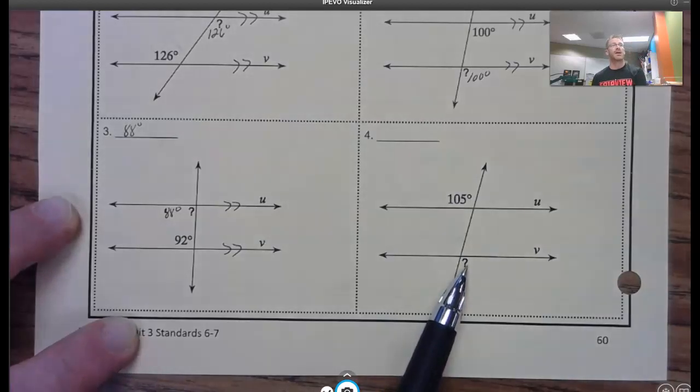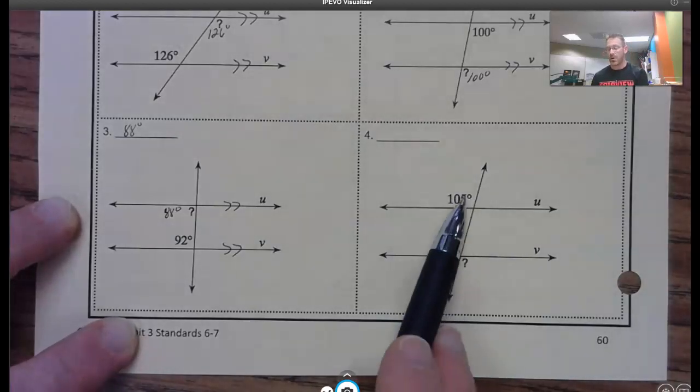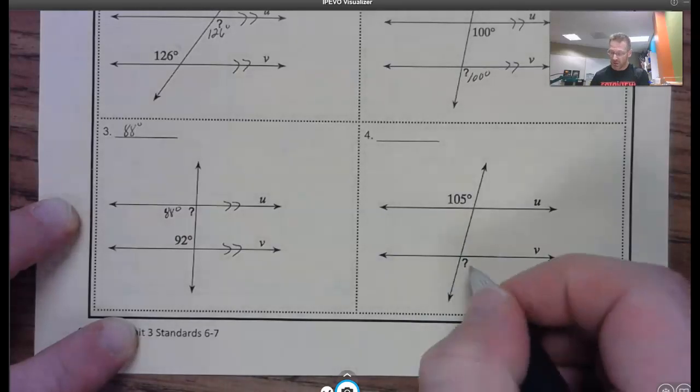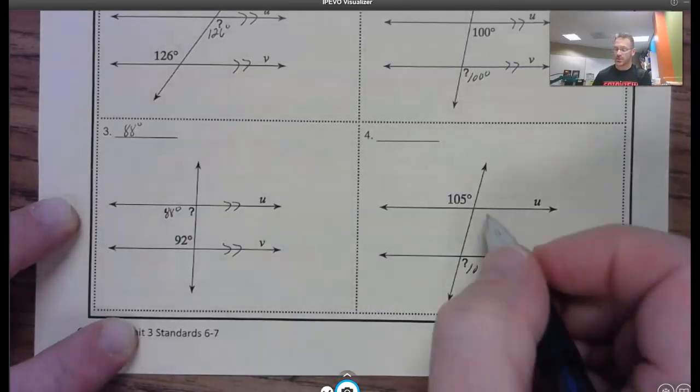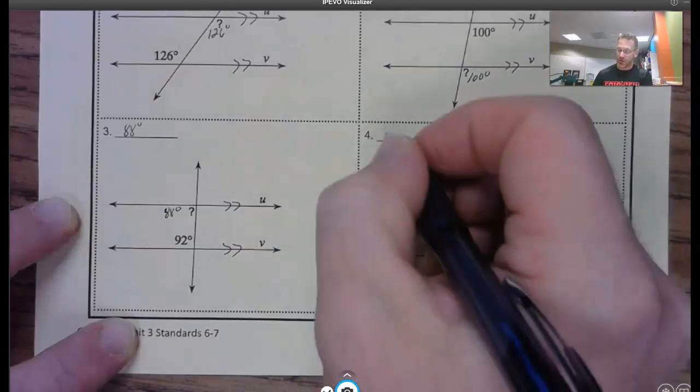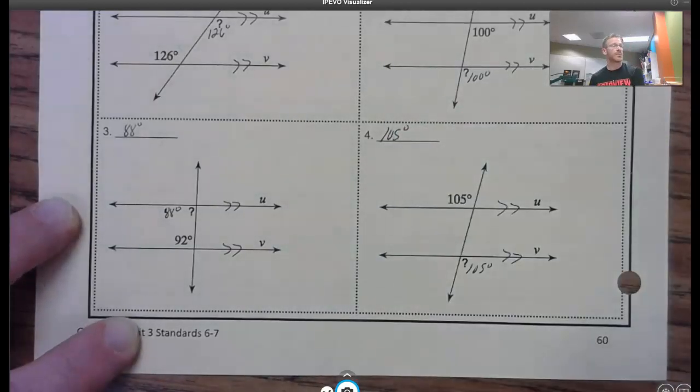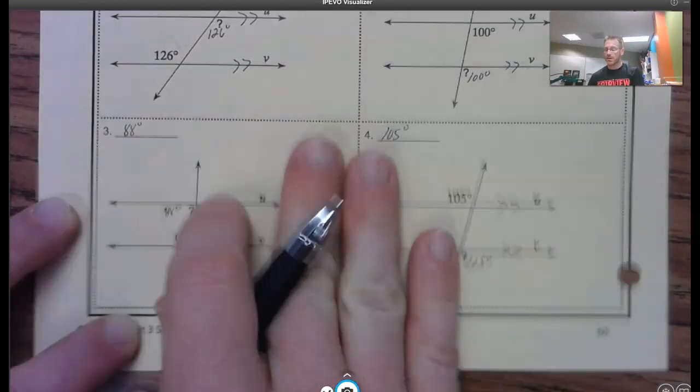All right, and lastly here on number 4, we have these two angles, and these two angles are alternate exterior angles. All right, we want alternate exterior angles to be congruent in order for our lines to be parallel. So we want those two angles to both be 105. Therefore, those two lines will be parallel. All right, so that takes care of that page.